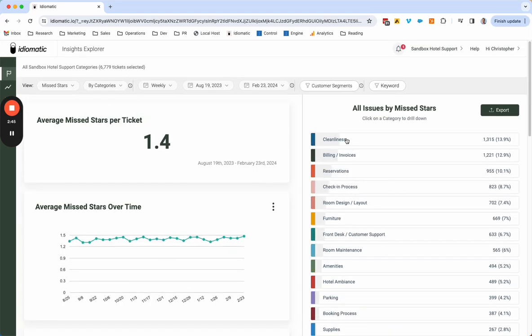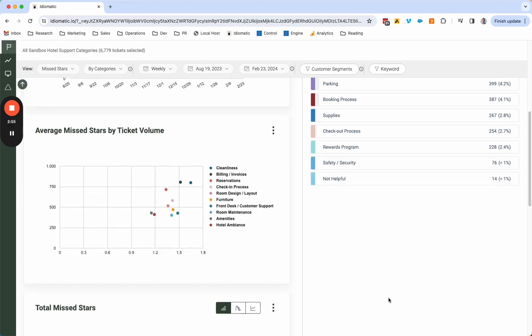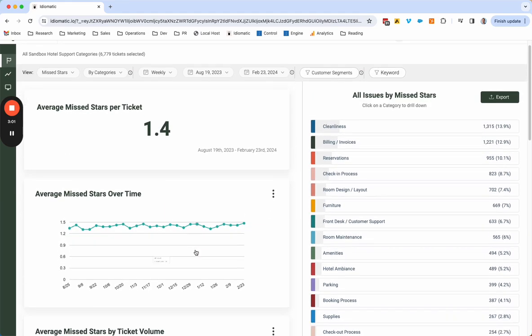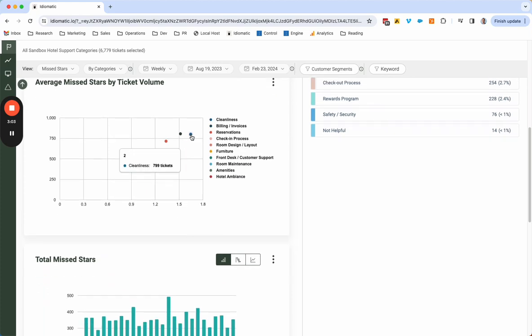So when you think about missed stars, you think about issue by issue or category by category. If I add back the categories, where are the lowest ranked issues where customers are just consistently unhappy, but also how frequently are they occurring? If I create great 5-star experiences on something that's down here, that's great, but maybe it just doesn't happen that much to really matter to most customers. So that's what this scatter plot is for. It's really helpful in telling us where the most missed opportunities are happening, both by volume and by average score.